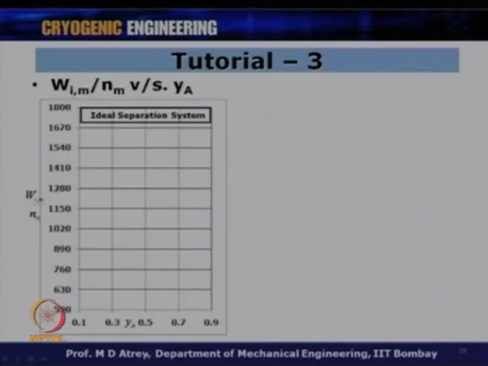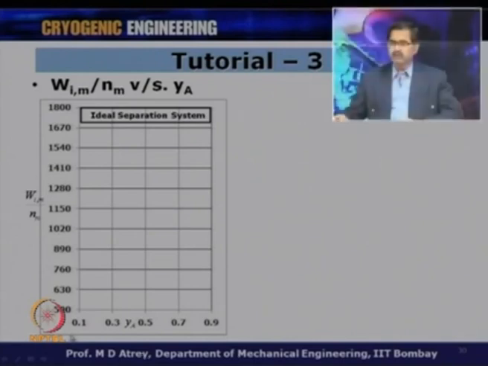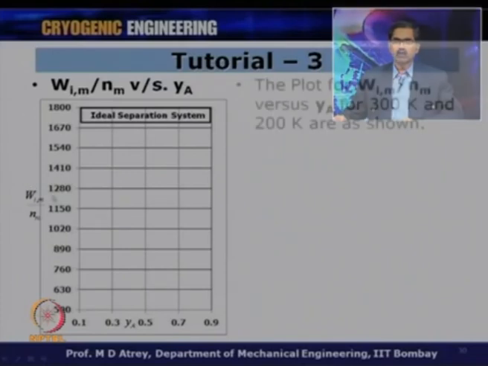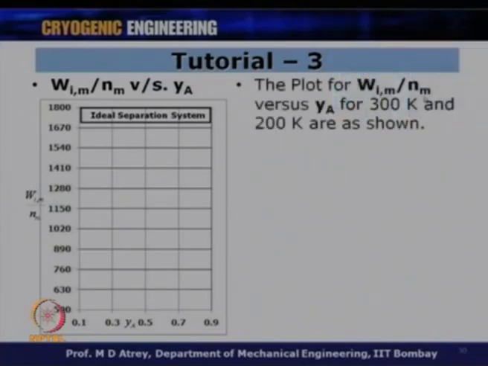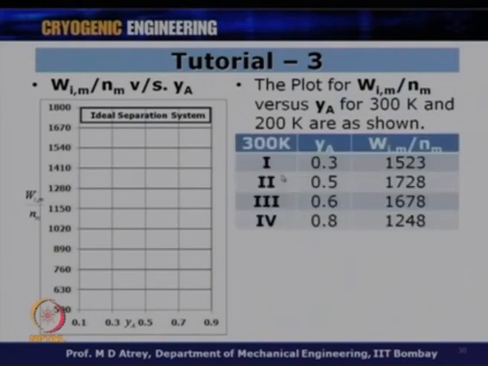Now, if I want to study the same thing in a graphical form, just to have a better understanding, I have plotted here work of separation of mixture per mole of mixture versus Ya, that is molar fraction of gas A. So, gas A molar fraction is increasing on the right side, and on the y axis what you see is work of separation per mole of mixture. The plot of Wm upon Nm versus Ya for 300 Kelvin and 200 Kelvin are shown.